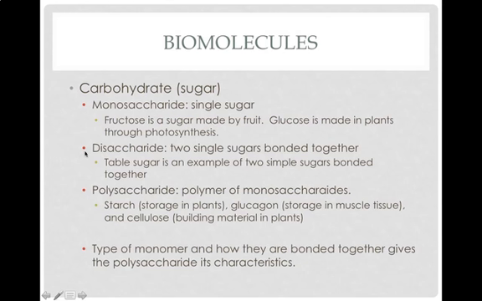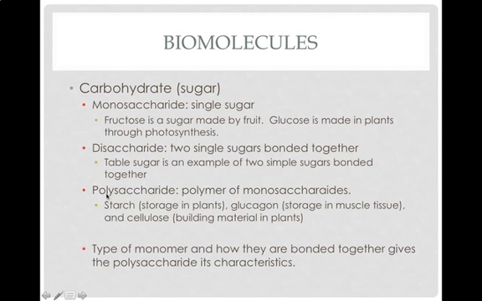If you take 2 monosaccharides and hook them together, you get a disaccharide. Di meaning 2, saccharide meaning sugar. So it's 2 of these little simple monosaccharides hooked together. Table sugar would be a good example of that. Polysaccharide. This is going to be a bunch of monosaccharides all hooked together. This is much larger and much more complex.